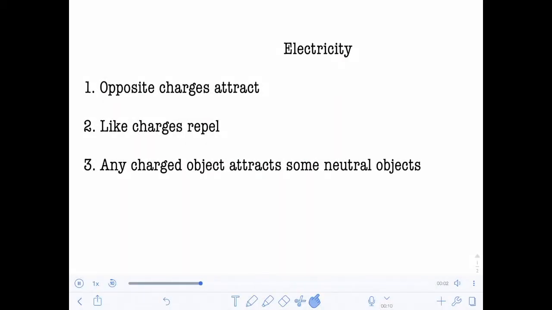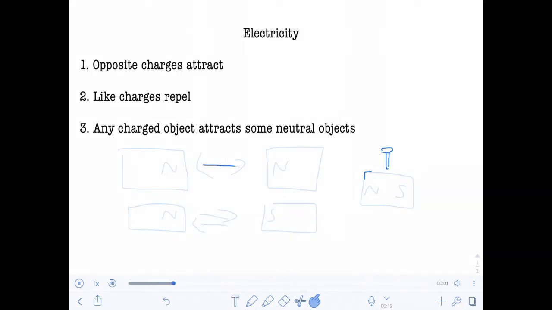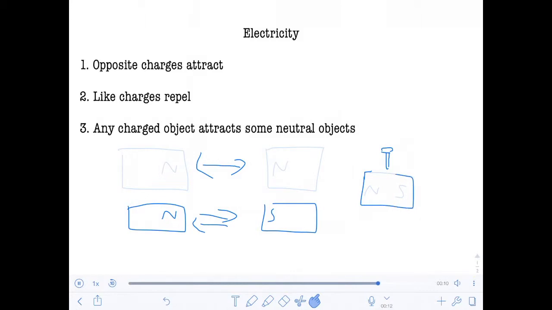There are 3 rules to remember. Opposite charges attract, like charges repel, and any charged object attracts some neutral objects. To remember these, think of a magnet. The north sides are repelled, but the north and south side attract, like plus and minus, and a neutral object, like a nail, is also attracted.